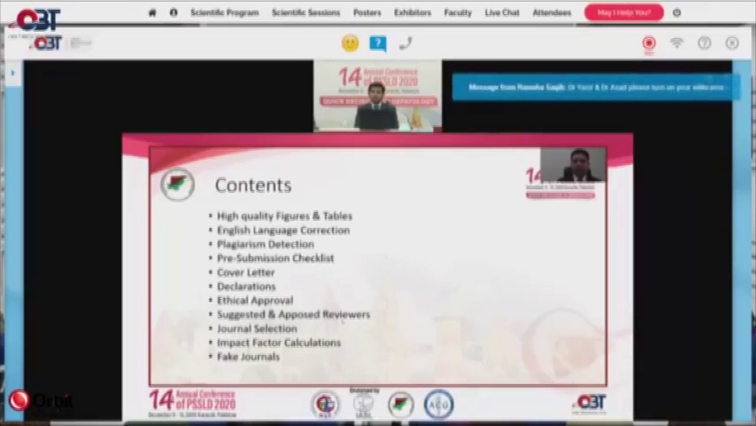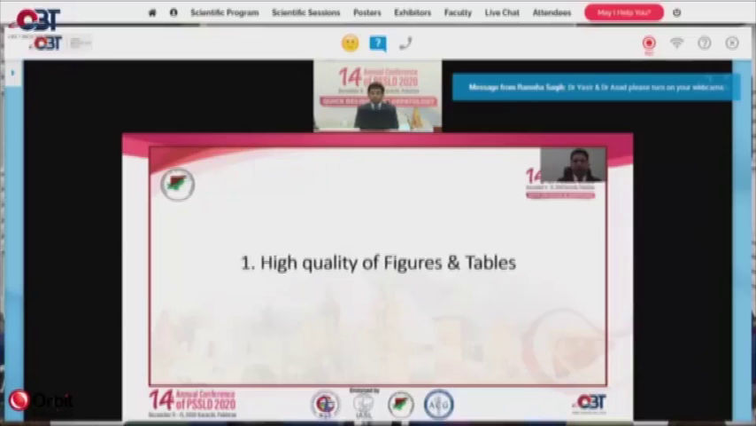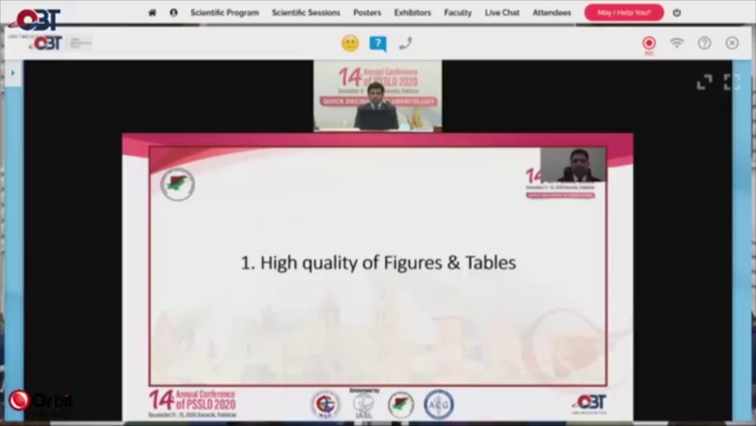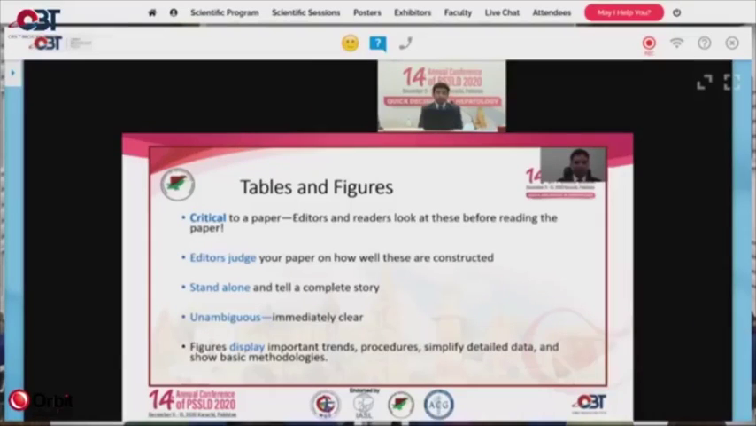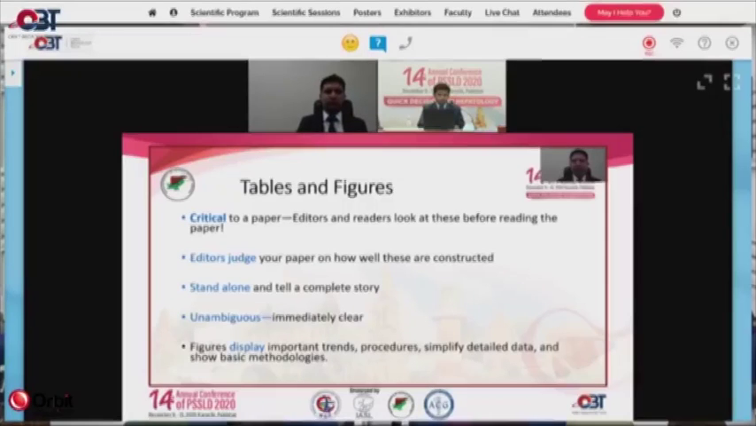First of all, I will discuss the quality of figures and tables, as most journals require tables and figures to be submitted in a high quality format. Figures and tables are critical to a paper. Editors and readers look at these before reading the paper. Editors judge your paper on how well these are constructed. Figures and tables should stand alone and tell a complete story, and they must be unambiguous.